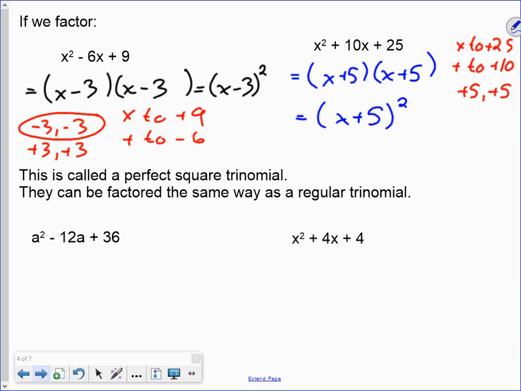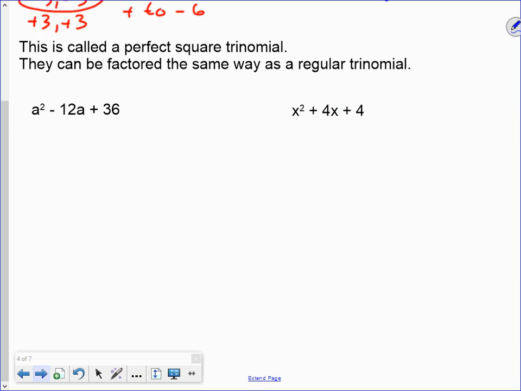But these still can be factored the same way as a regular trinomial can. If we see something like this here, we could recognize that this is a perfect square trinomial, but we don't have to. We can just factor it as a and a. We need two numbers that multiply to 36, 6 and 6. They both have to be negative to give us the negative 12. A minus 6 squared.